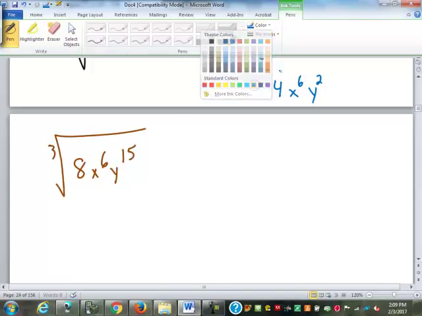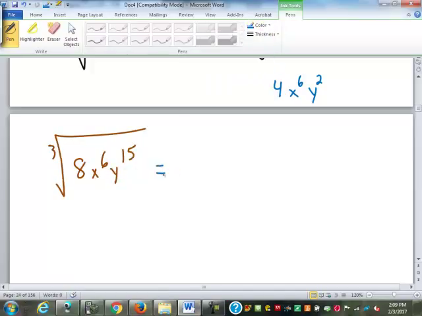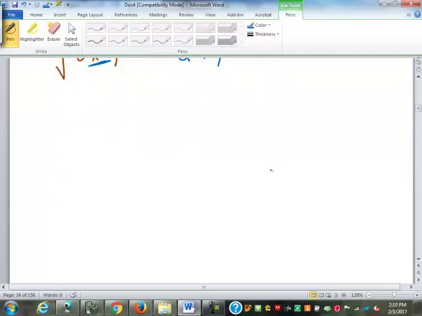Of course, this is a cubed root. What's the cubed root of 8? What number to the power of 3 equals 8? 2. Perfect. Now how about the cubed root of x to the 6th? X to the 2. We divide by the 3. Good. And then y to the 5th. 15 divided by 3 is 5. Perfect. You're getting there.